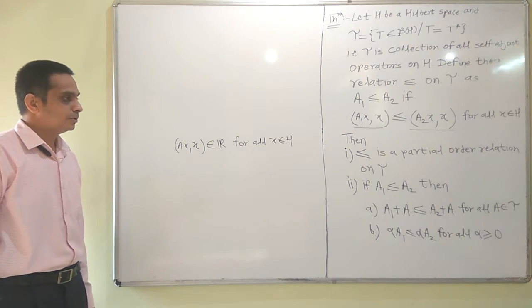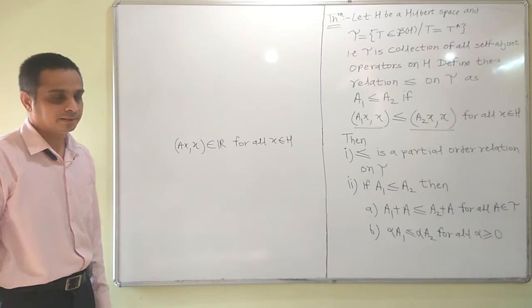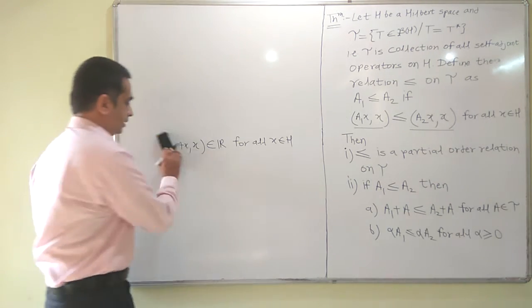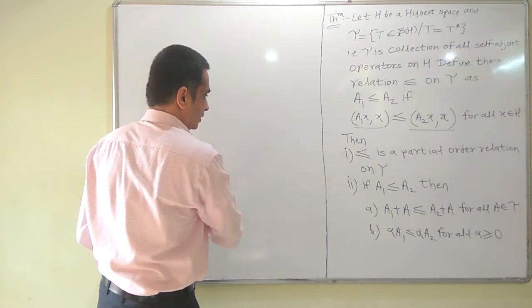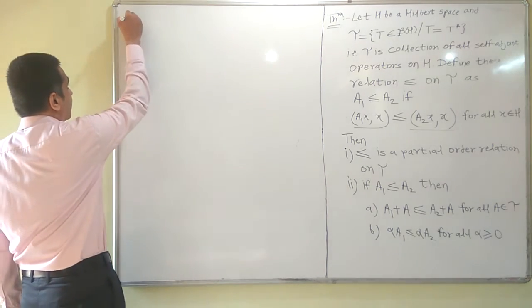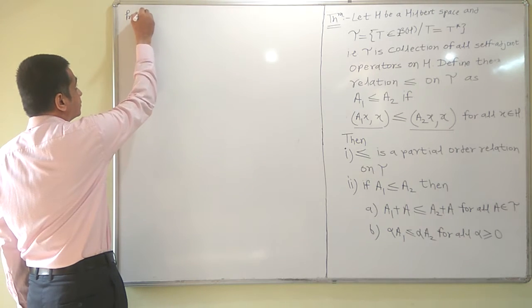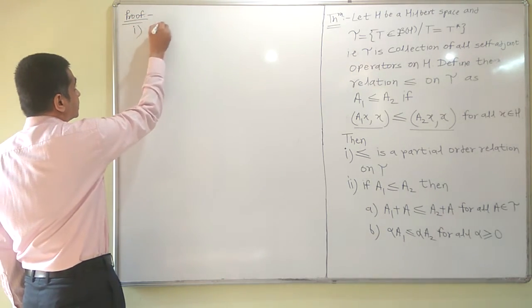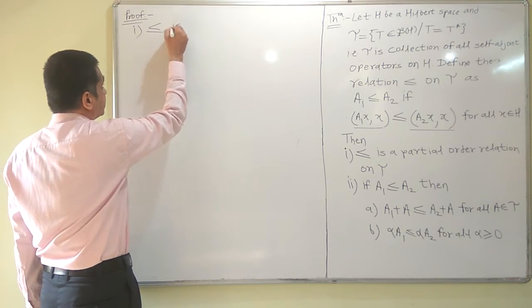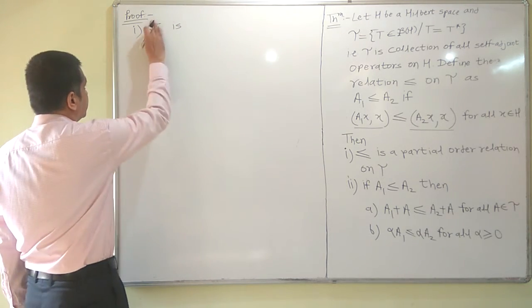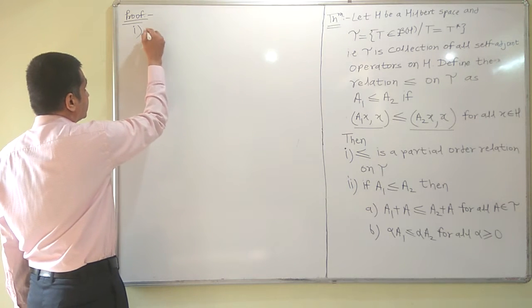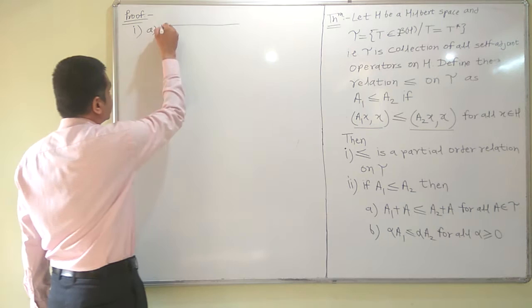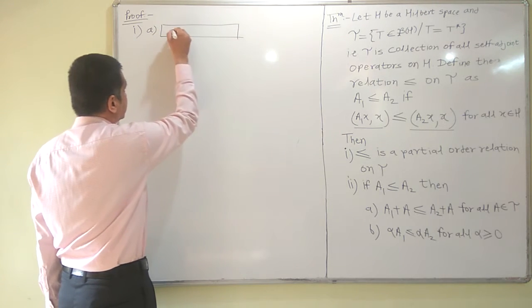So we are going to prove this result. First, we will verify that it is a partial order relation. What is a partial order relation? Let me divide the proof into three subparts. First, we are going to prove that this less equal to is reflexive.